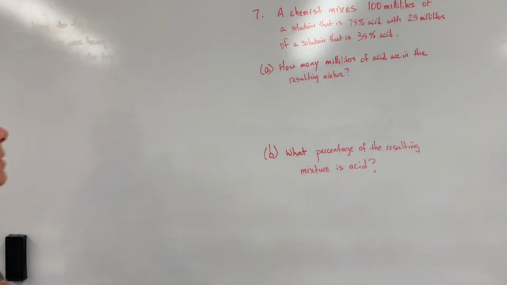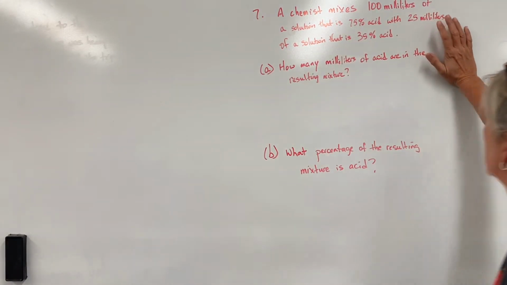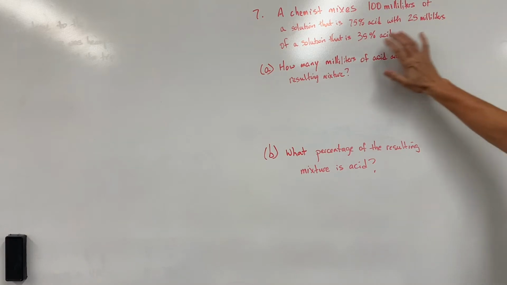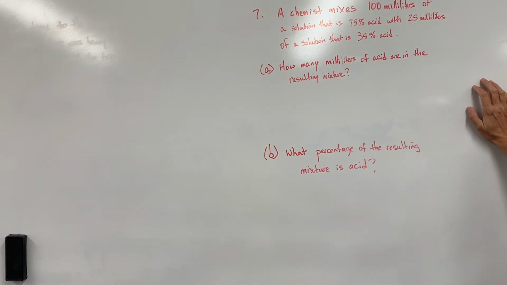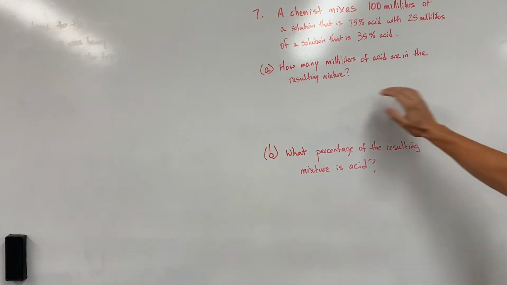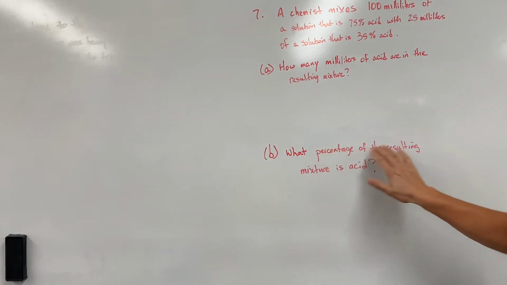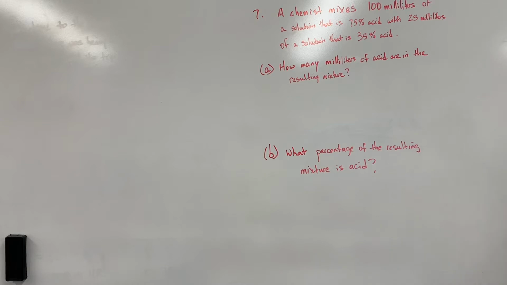So here it says a chemist mixes 100 milliliters of a solution that is 75% acid with 25 milliliters of a solution that's 35% acid. And they first want to know how many milliliters of acid are in the resulting mixture, and then what percentage of the resulting mixture is acid.